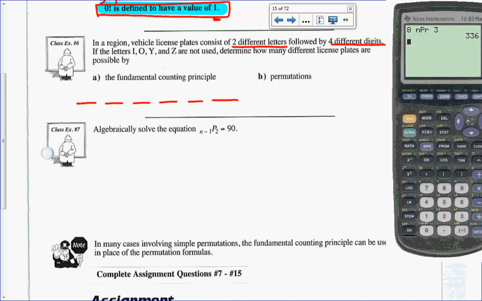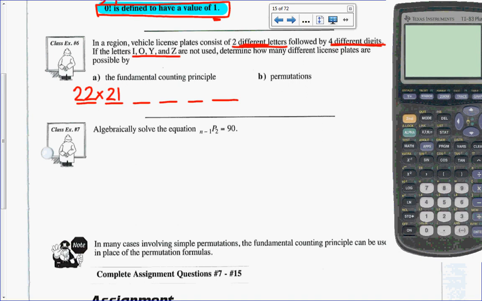Okay. Now it says 2 different letters, but we cannot use I, O, Y, and Z. So if there's 26 letters in the alphabet and 4 of them we can't use, that means we have 22 left that could be used in this first position, and then 21 left that could be used in the second position. Okay? Because it says they have to be 2 different letters. So I can't use the same letter in the second spot that I used in the first spot. Okay, no repetition.